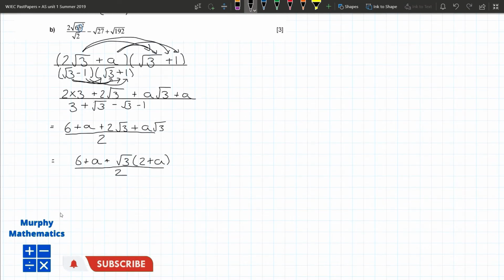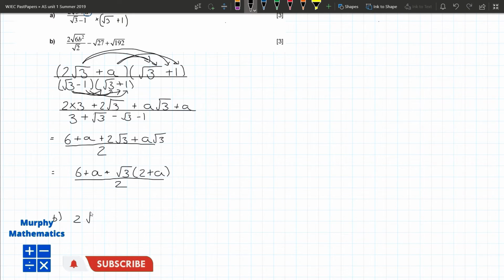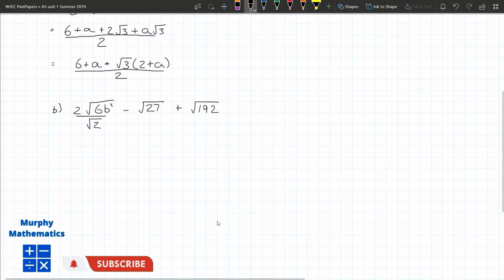So here we go. We've got 2 root 6b squared all over root 2, minus root 27, plus root 192. And with surds, what we're basically looking to do is find square numbers in our surds and take them out. So with my first term, I don't see a square number within 6, a factor of 6 that's a square number.